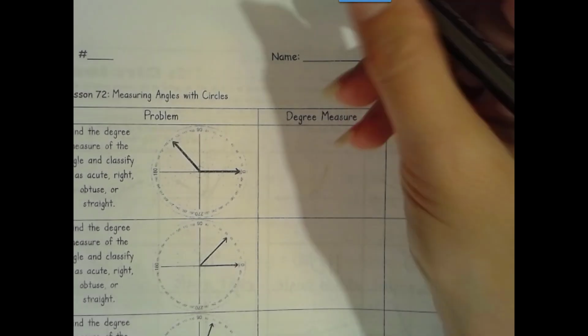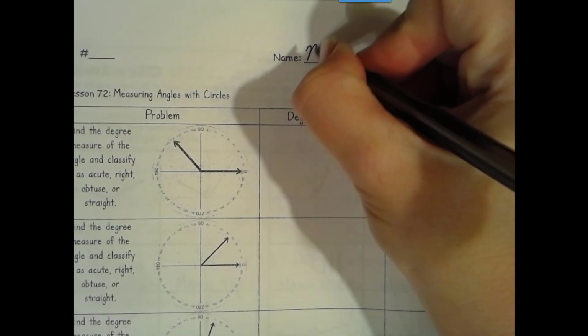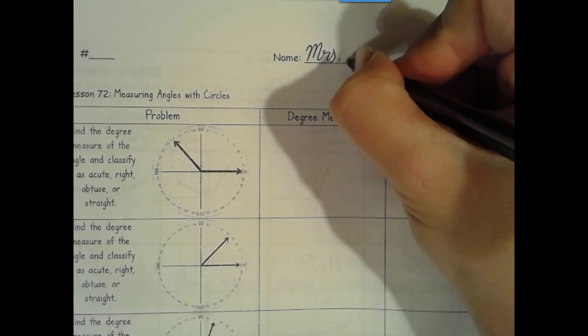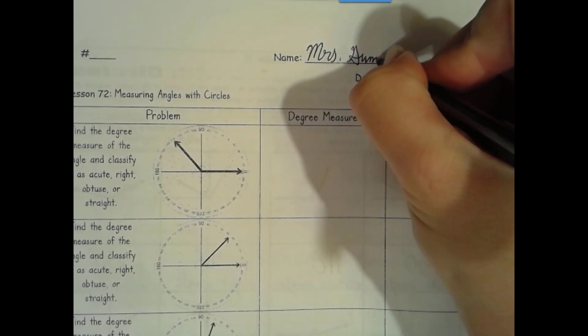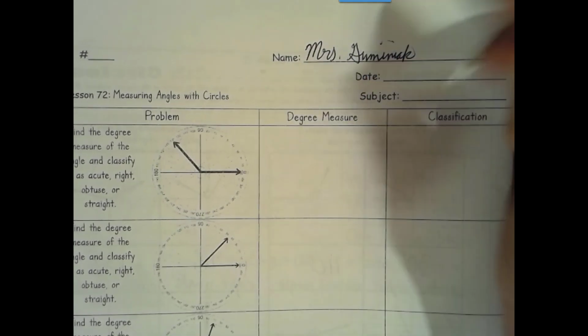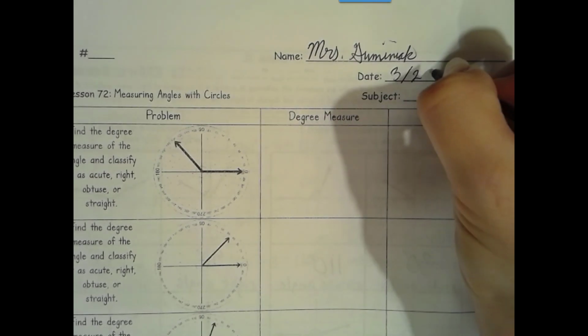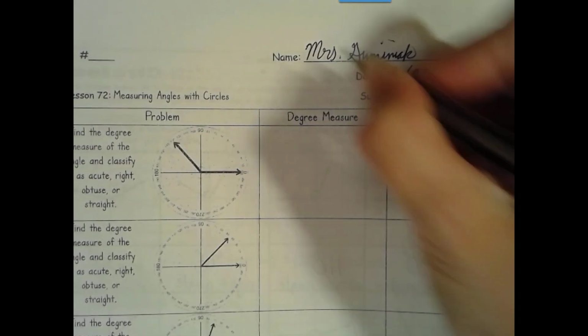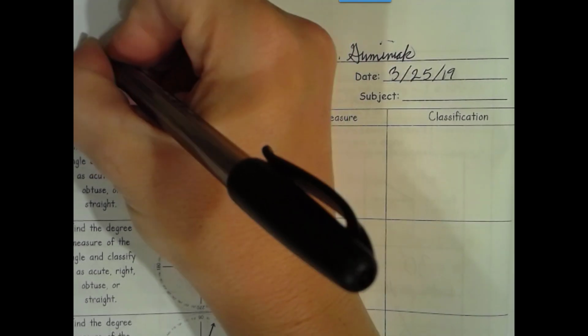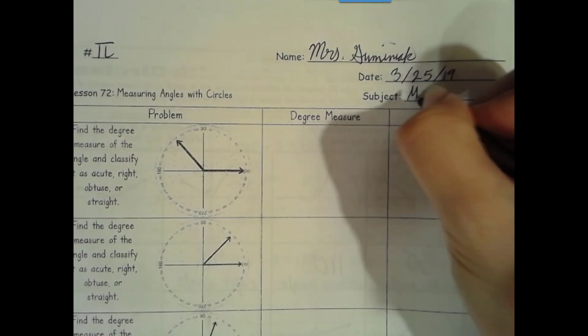Let's get down our heading first. We always do that first. Name, number, date. First and last in cursive. Remember to write the date that you are doing the notes, not necessarily the date I am writing. And our subject is math.